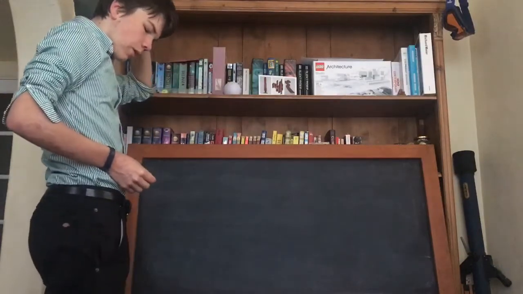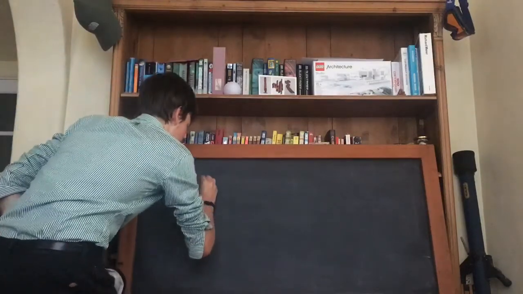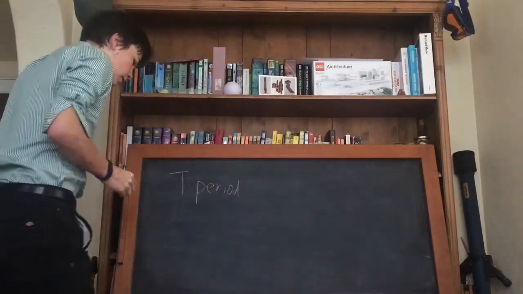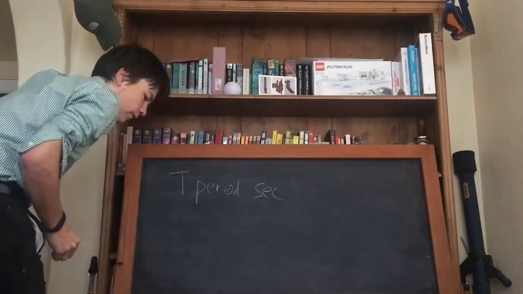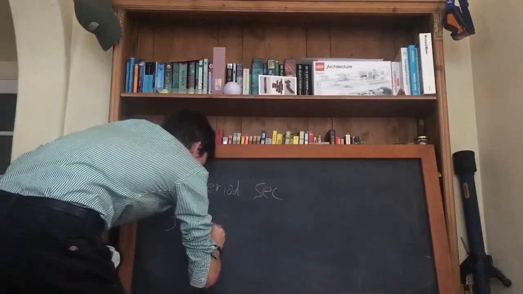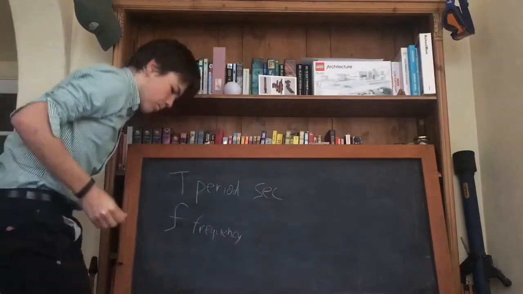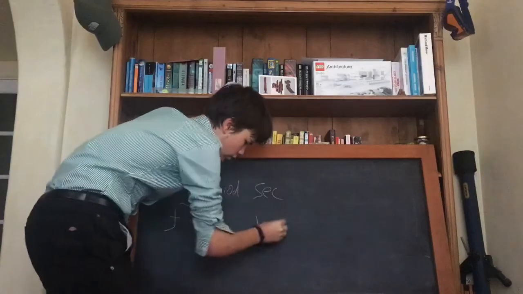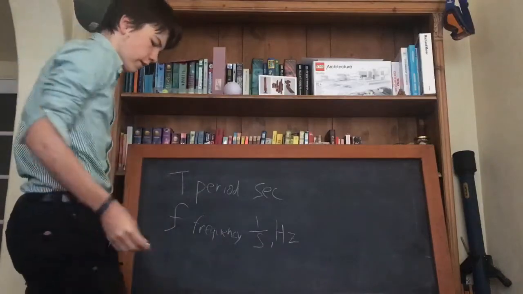Alright, so simple harmonic motion, two most important things are the period, which is represented by T, and that would be in seconds. And then we also have frequency, which is given in hertz. All right.